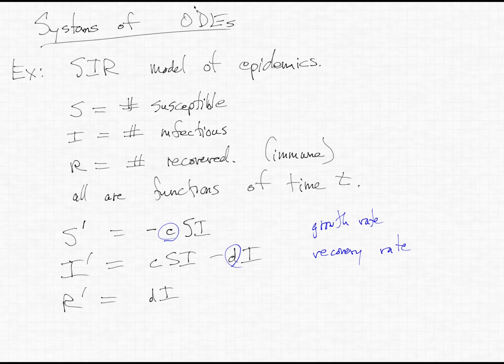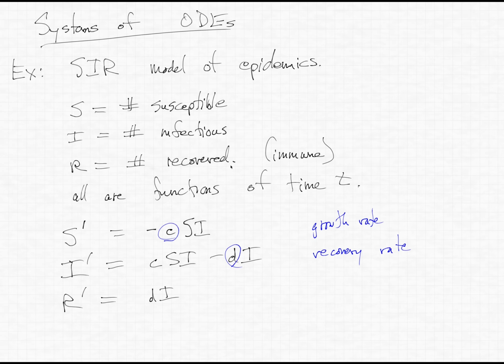The point is that you might have several quantities that you're interested in that all depend on the same independent variable, for example, time. So that's what happens in an epidemic. You have three cohorts of the population: those who are still susceptible to the infection, those who are currently infectious, and those who have recovered and are now immune. Those are three important distinct categories that we have to keep track of, and they all vary over time.